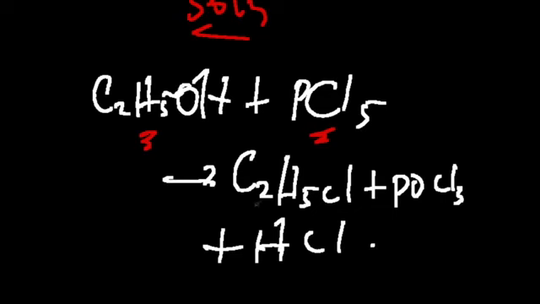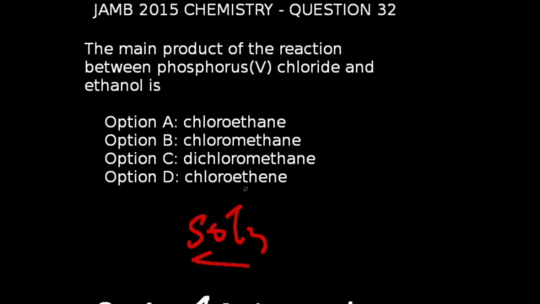Simply going to be having chloroethane, POCl3 and HCl. So the major product here is chloroethane. If we go back to our options, we're going to be having option A as the correct answer.